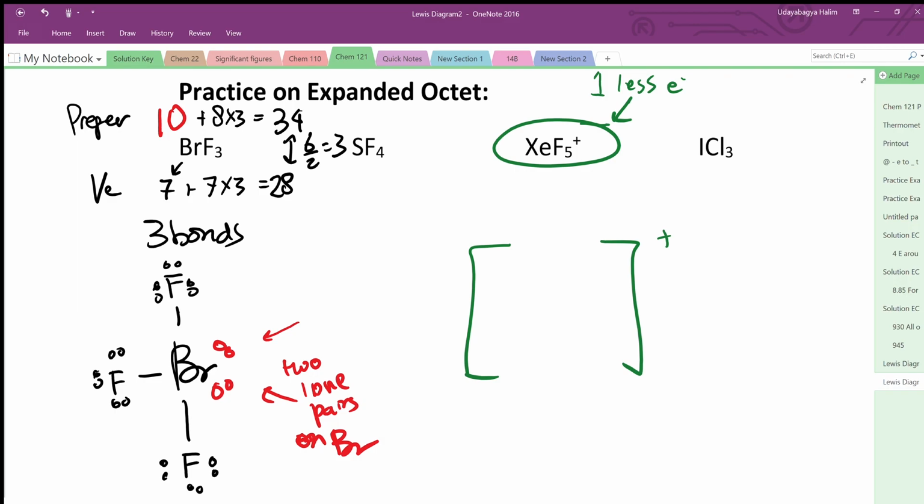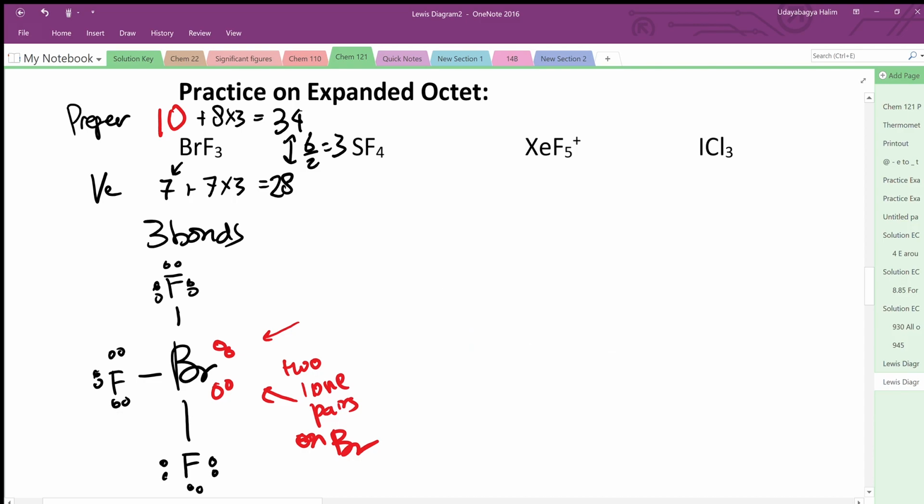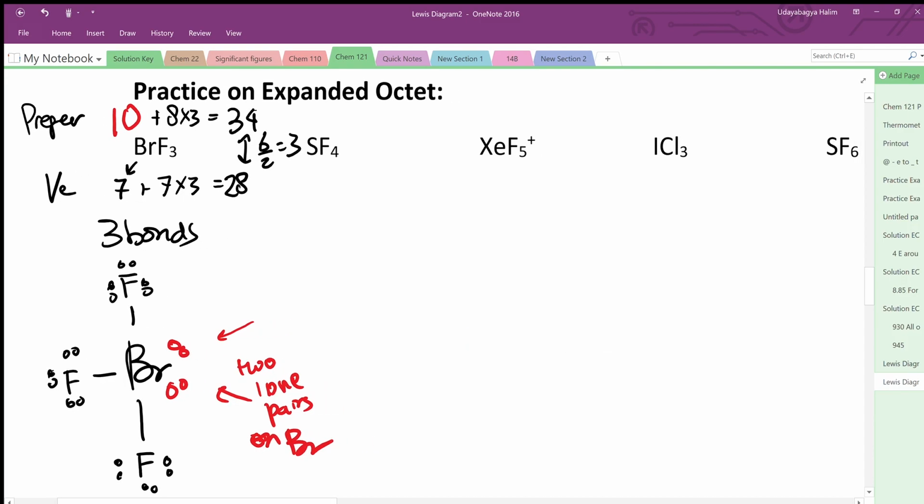All right, so let's do XeF5+, and we'll finish off this particular example. So xenon, what is the valence electron count in xenon? 8. Fluorine is 7, and I have 5 fluorine. And I have a plus charge, meaning 1 less electron, so minus 1. So this is going to give me 42.